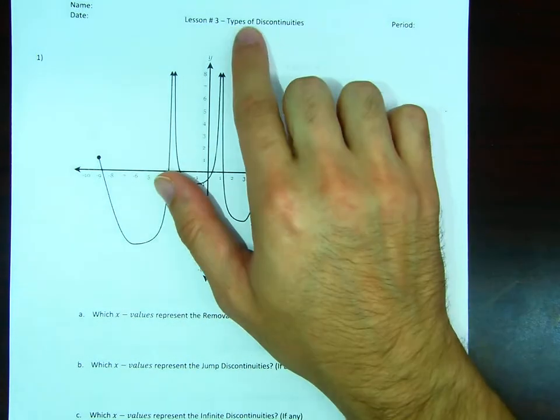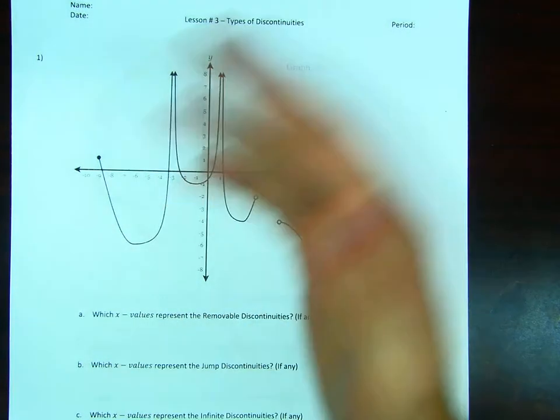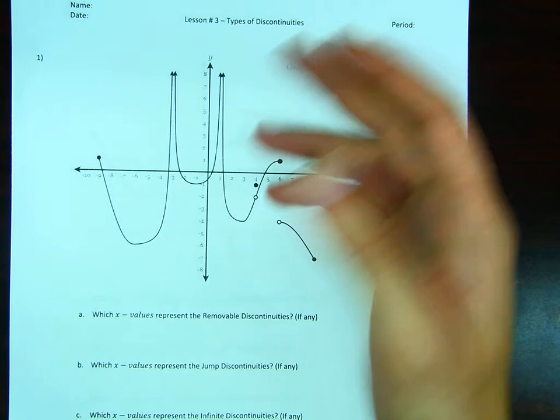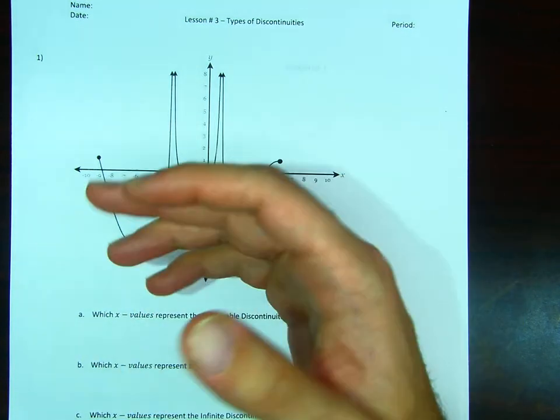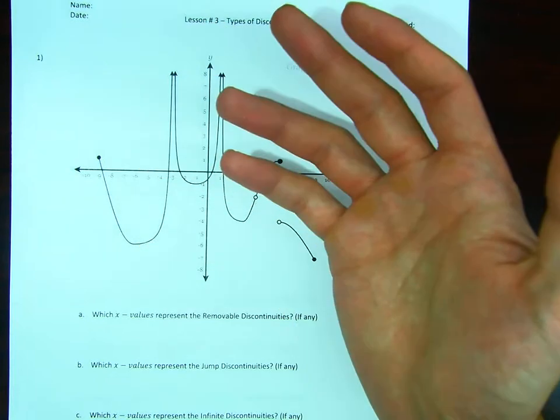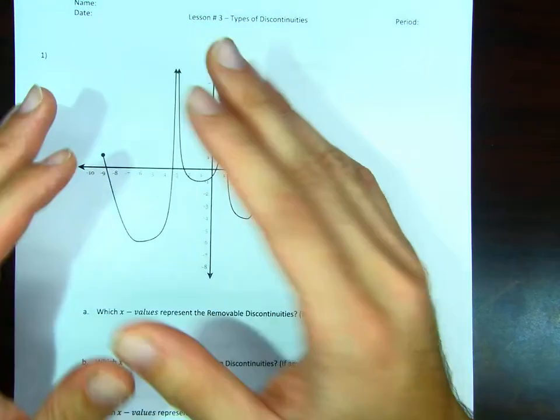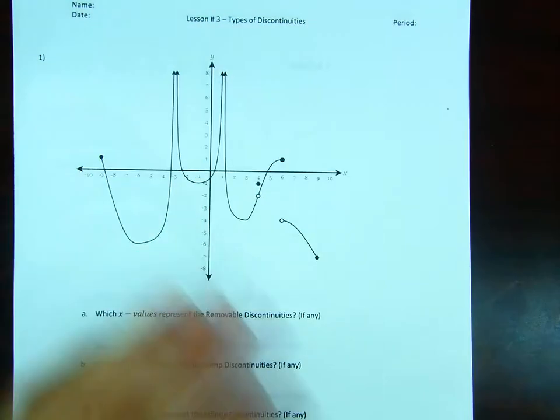This is lesson number 3, types of discontinuities. The game plan today is, what does it mean to have a discontinuity within a graph, and how can we find discontinuities without looking at the graph? So this lesson will be very nice.